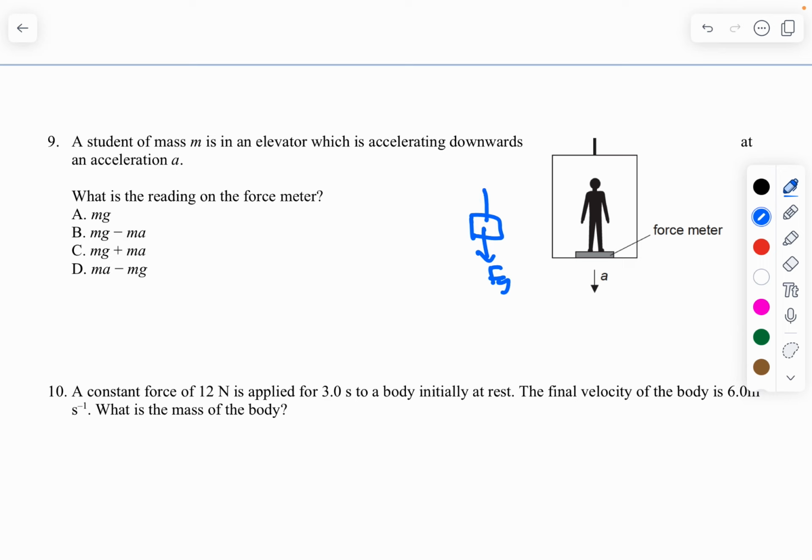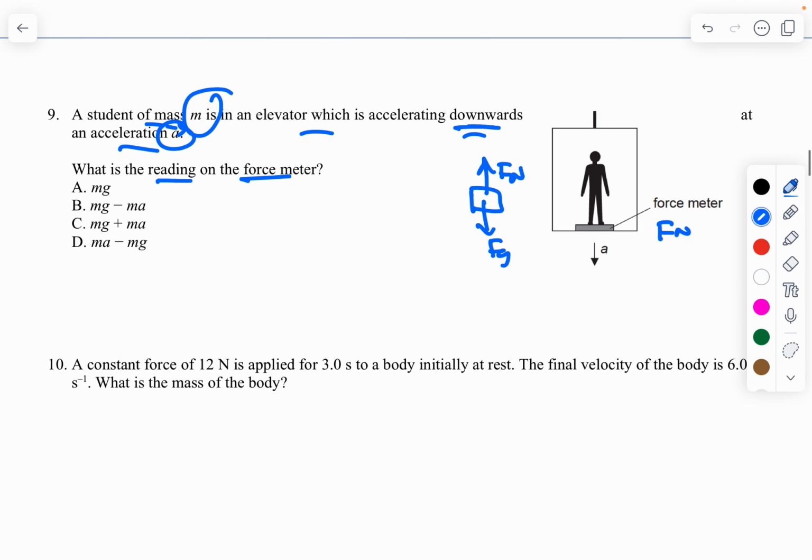FG, you got Fn, estimated mass M is in an elevator accelerating downwards. Okay, so what's interesting is that the acceleration is downwards, right? So that tells you that the acceleration is negative. Okay, so, or the acceleration for F net is negative. Is that right? Okay. So what's the reading on the force meter, right? So remember, the scale or the force meter measures Fn.